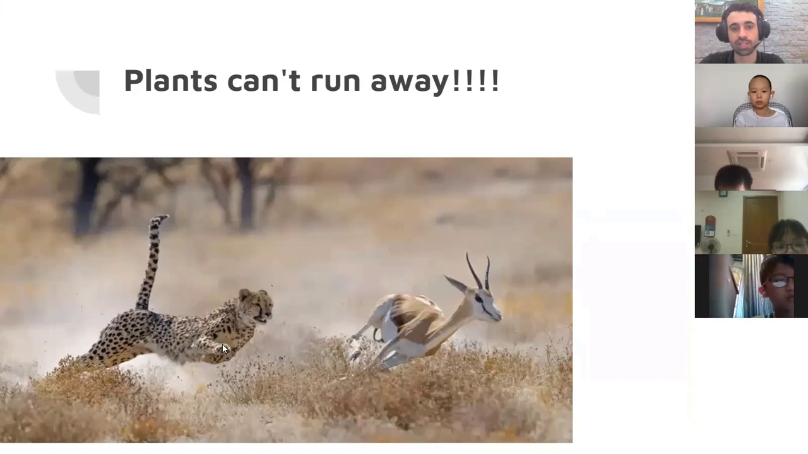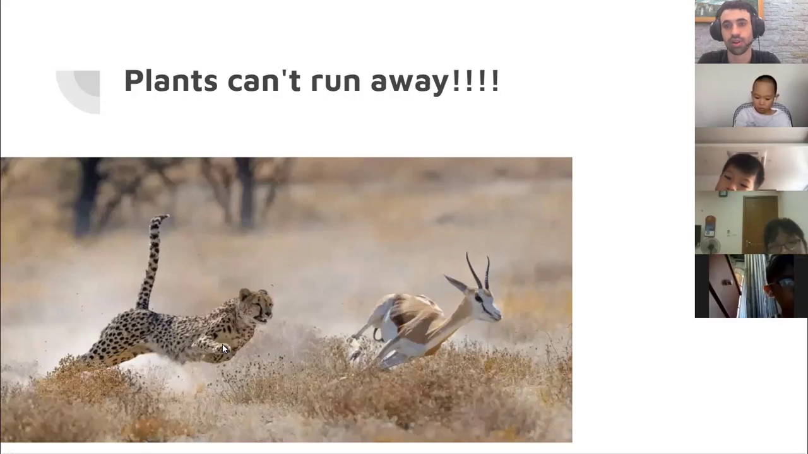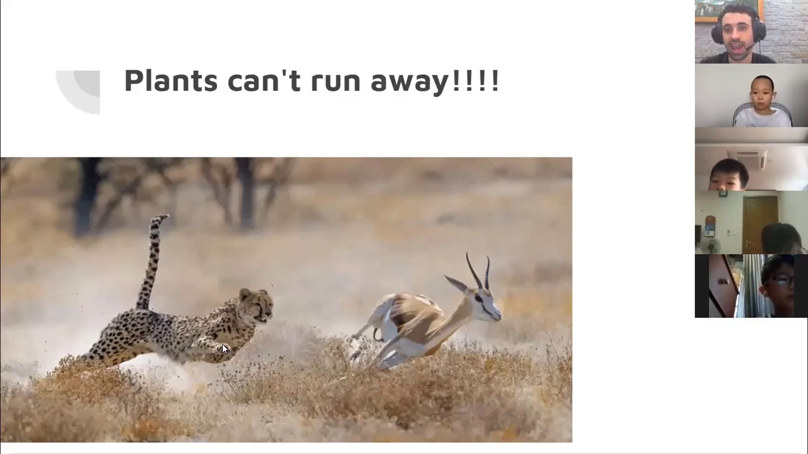And the one thing I want you guys to remember, what do you guys notice in this picture? What are we looking at in this picture? Neymar, what's happening in the picture? The cheetah catch the, it's called an antelope. Antelope. Yeah, the cheetah is chasing the antelope.